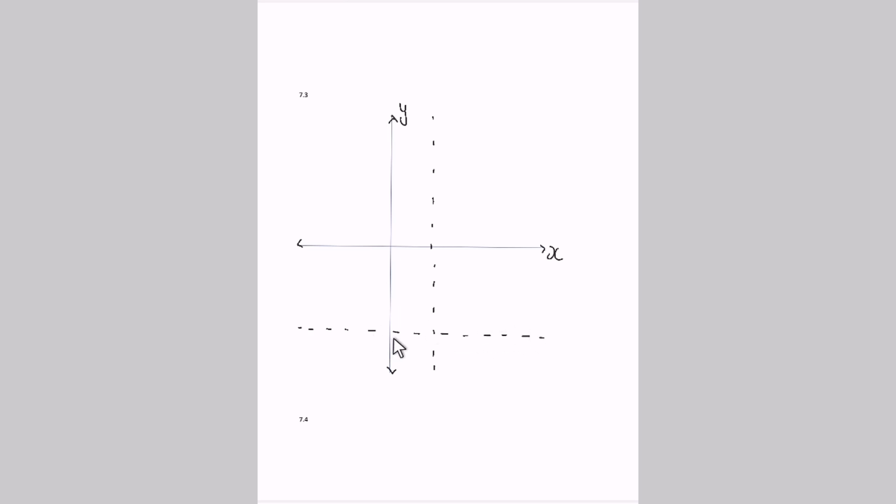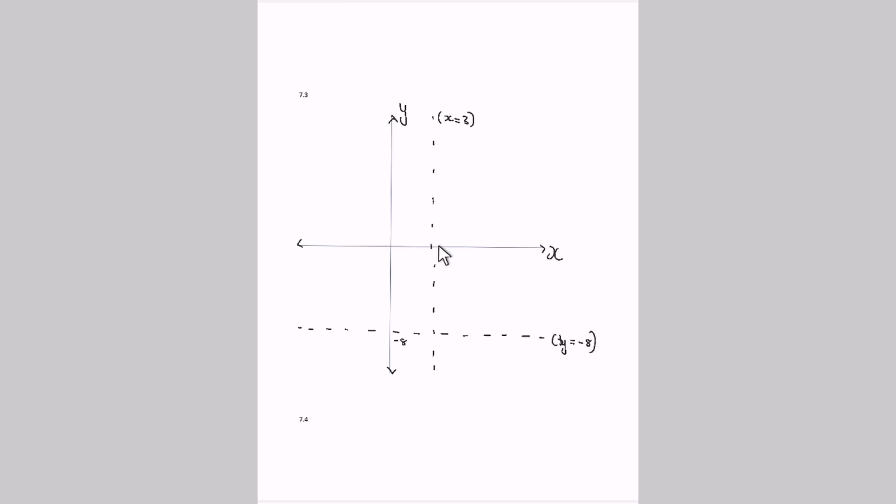It is important to indicate to your marker that this is -8 and this is a positive 3. And also label your asymptote. So you have x equals 3 and y equals -8.